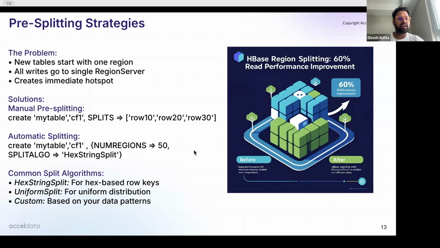The create command syntax might look complex, but it's worth mastering. You can also pre-split existing data, but it's much easier to do it at creation time.